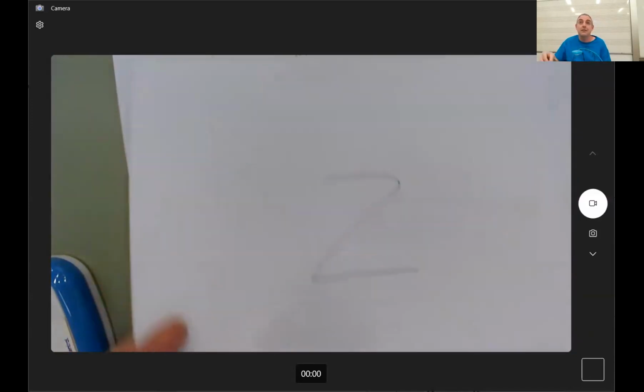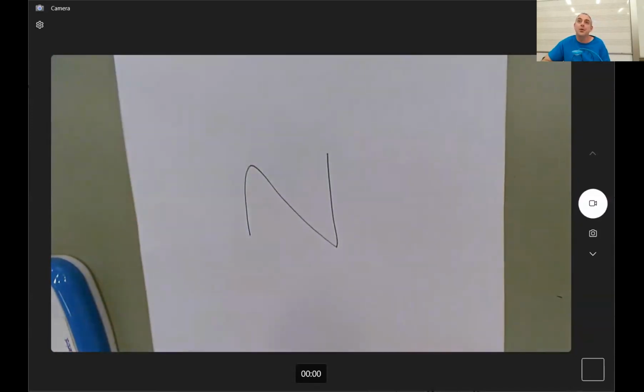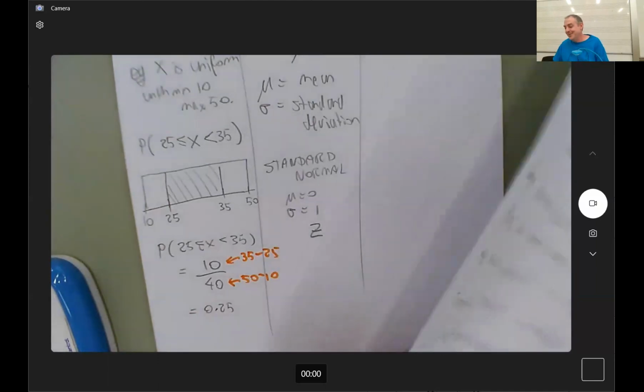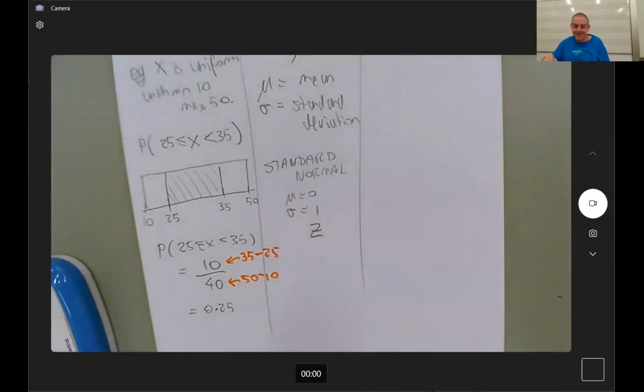Ready? The normal distribution. There you go. No good reason, but I like it. Okay. And it's called Z because it comes up when you do hypothesis tests, and you need to have a letter to stand for your test statistic. And so we're going to call it Z.